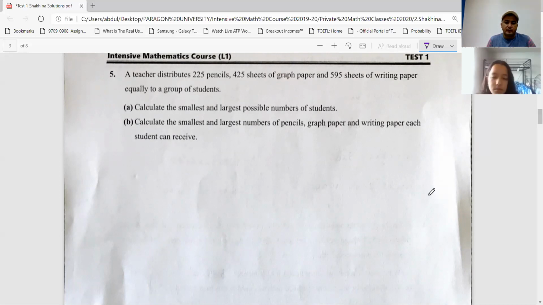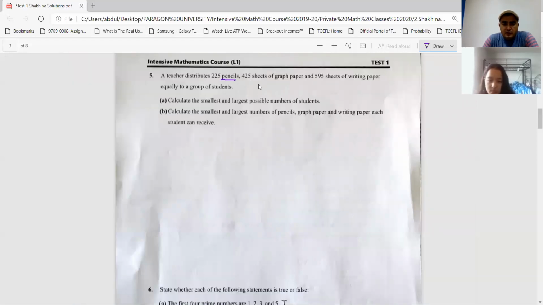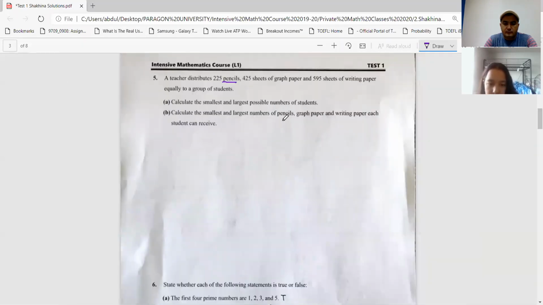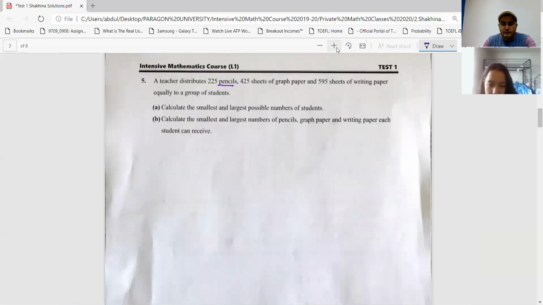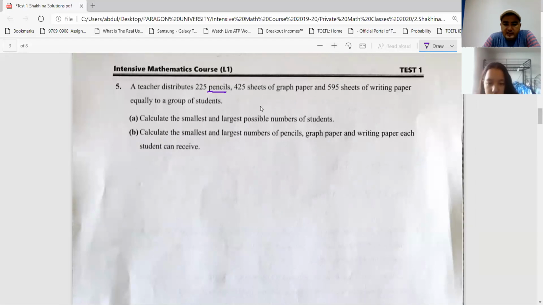Okay. So calculate the smallest and largest possible numbers of students. Let's answer the first question. If you understand here, we are just distributing three different stationery items, right? The first one is pencil. The second one is graph paper, and the third one is writing paper. Let me just name the pencil as item A, the second one is item B, and the third one is item C.